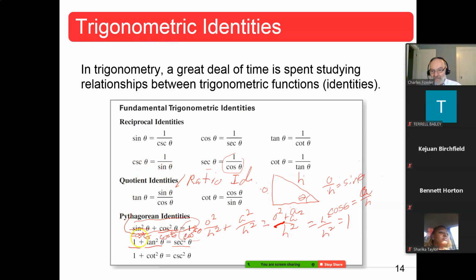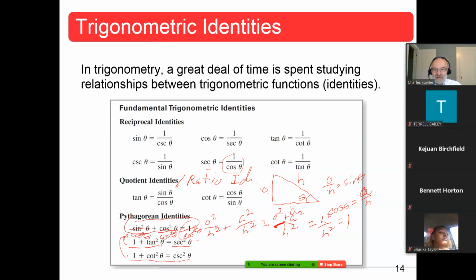Do the same thing, but divide by sine squared. That would be a 1 there. Cosine divided by sine is cotangent, so cotangent squared, and 1 divided by sine would be cosecant, but squared. So these two come directly from that one. Okay, they all come from the same place.